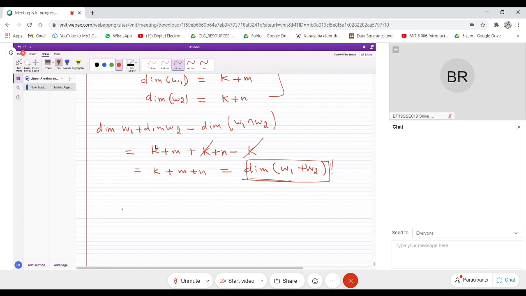Okay, good. So we have to prove that the dimension of W1 plus W2 is k plus m plus n, because we know the dimension of W1, we know the dimension of W2, and we know the dimension of W1 intersection W2, and after adding all these things, we are getting k plus m plus n. So now I have to prove that this is equal to the dimension of W1 plus W2. That is what we have to prove. If these two are equal, this should be the same as k plus m plus n. Okay, now we'll try that.